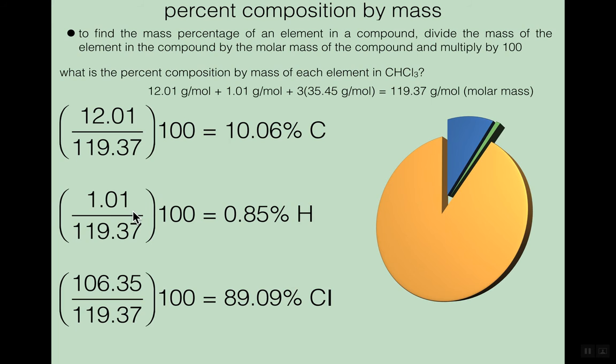Then you do the same thing for hydrogen. There's only one hydrogen in the compound, so you have the molar mass of hydrogen divided by the molar mass of the compound, and you multiply by 100. So a little less than 1% of this compound is hydrogen.